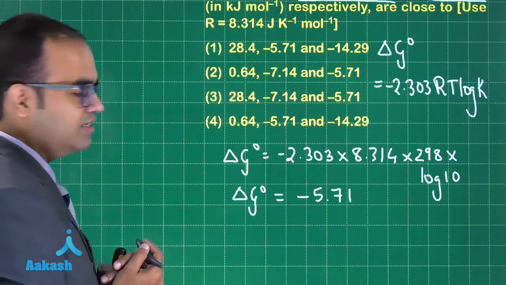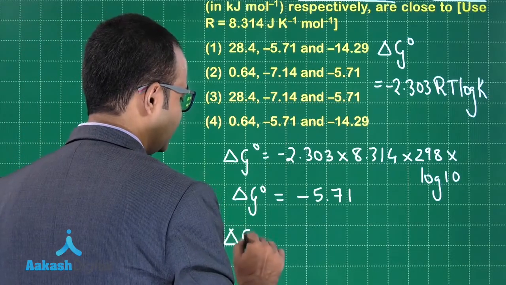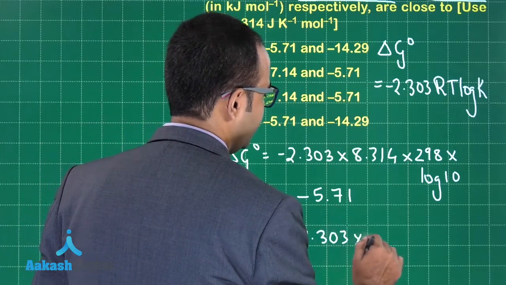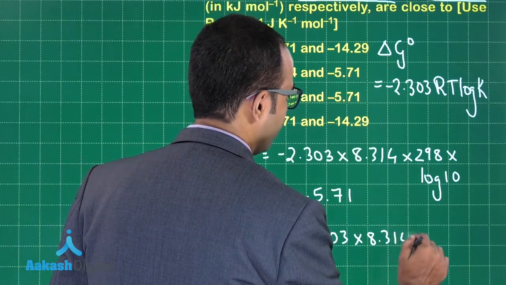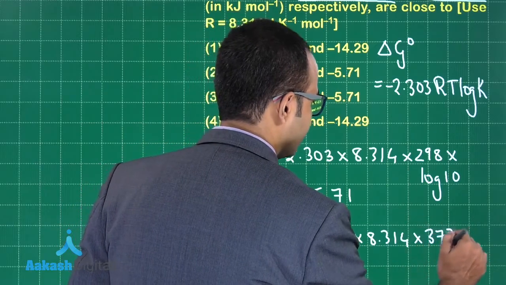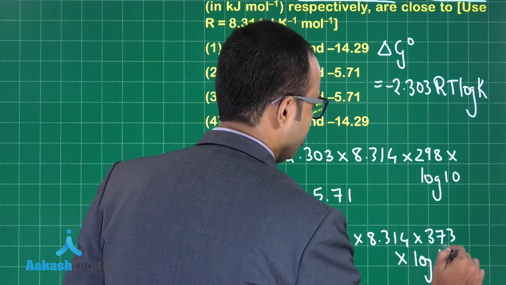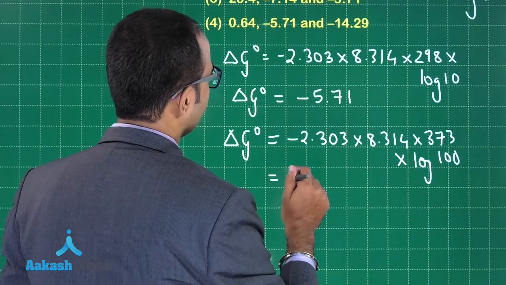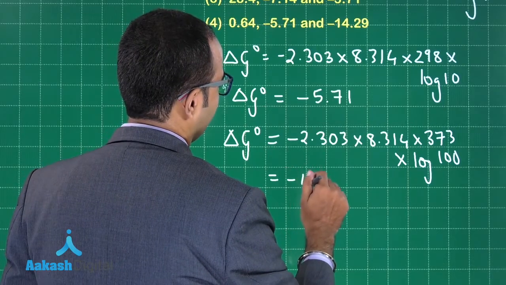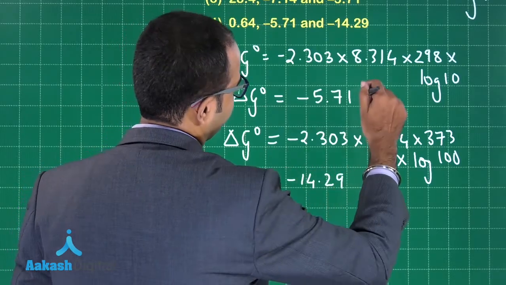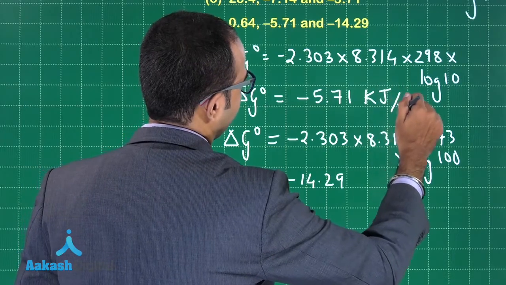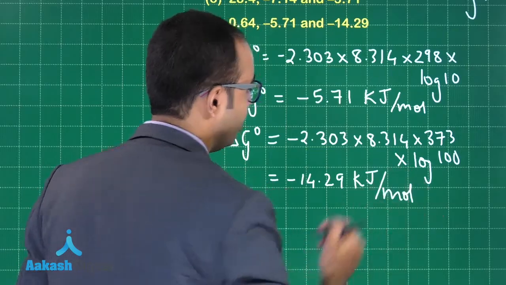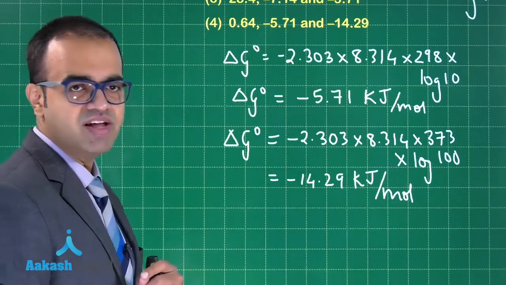Minus 5.71. Next, at temperature T2, that is minus 2.303 into 8.314 into 373 into log of 100. As I solve this, what will I get? The value will be minus 14.29. This is kilojoules per mole. This is also kilojoules per mole. So we have got the value of del G naught.